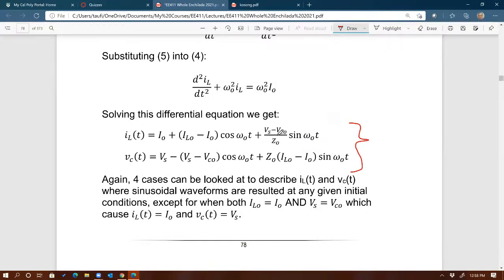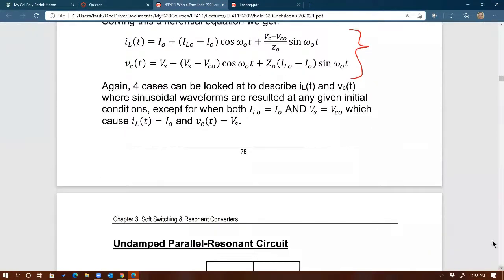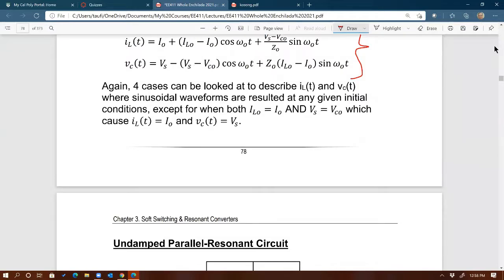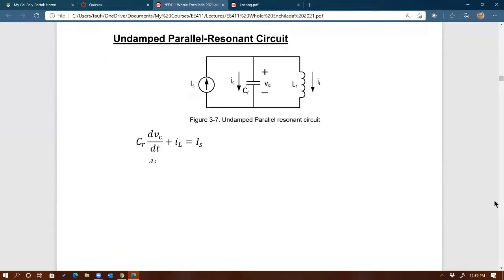Just like before, you can see clearly that the inductor current waveform as well as the capacitor voltage waveform are both sine waves. And go ahead and do the 4 different cases. I'm not going to go through that, but go ahead and do those 4, and you'll find out that it doesn't matter what initial condition you have for those components, you're going to end up with a sine wave. So please do that. Prove it yourself that this resonant circuit will also always give you sine waves for both capacitor voltage and inductor current, regardless of initial conditions.